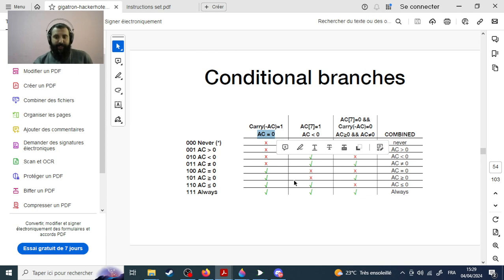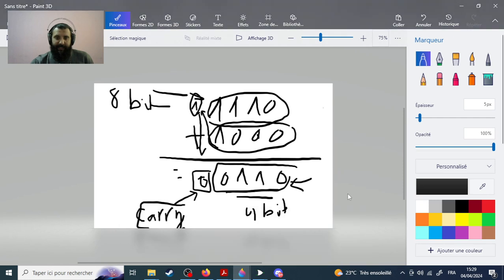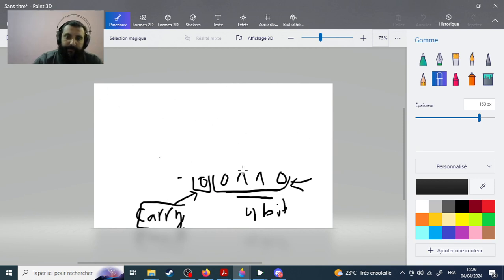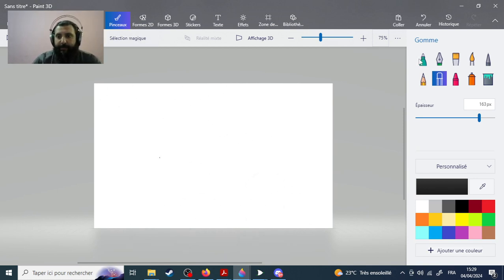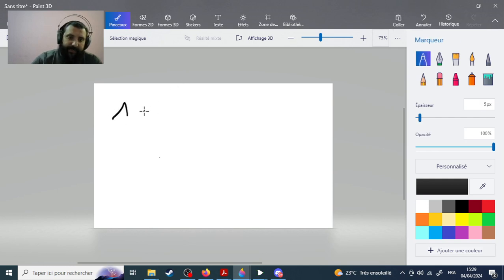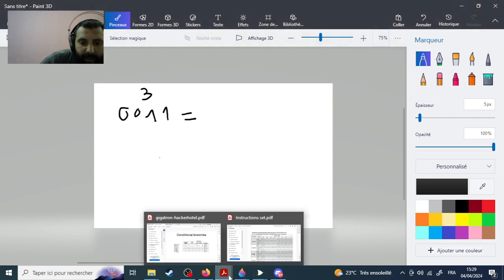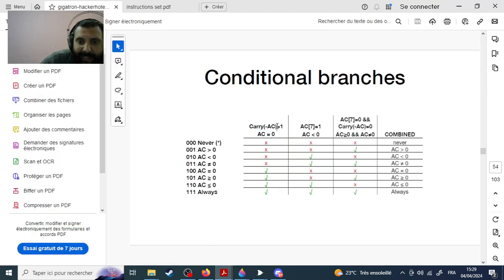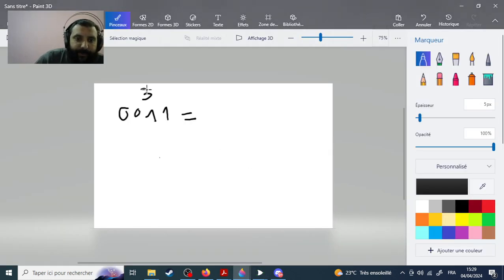I will give you an example to understand. Okay, let's try this. We have a value, any value. We have this value, for instance. This is 3. Now, this method is based on the calculation of the minus IC. Let's calculate the minus 3. I have the 3. To calculate the minus 3 is very simple.